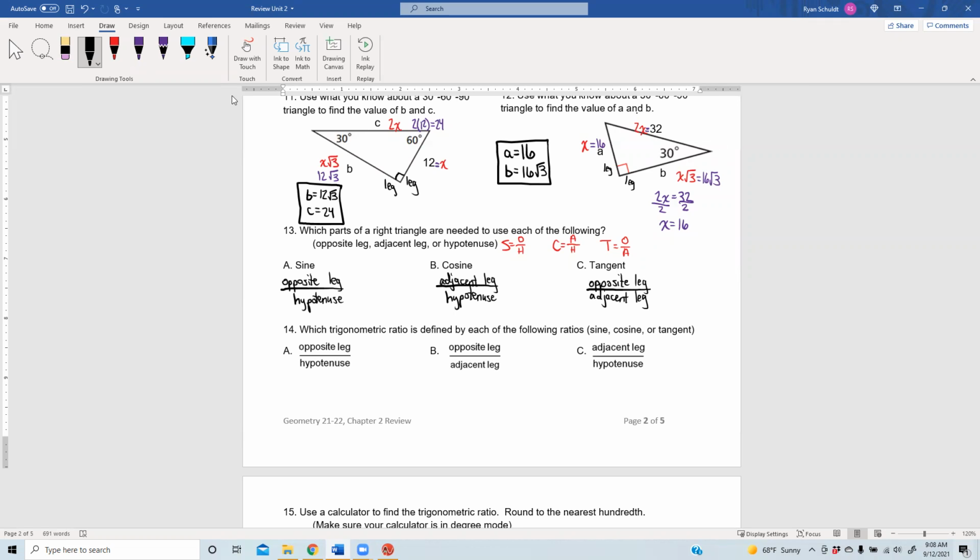Okay. 14 is giving us the ratio and then asking which one is it? So which one is opposite leg over hypotenuse? This is sine. Opposite leg over adjacent leg, O over A, is going to be tangent. And then adjacent over hypotenuse, A over H, is going to be cosine.